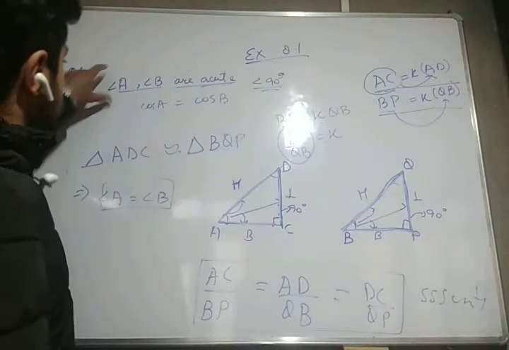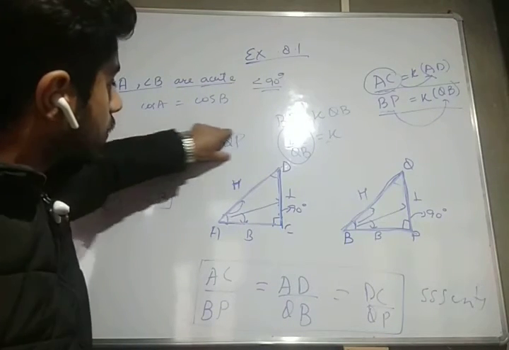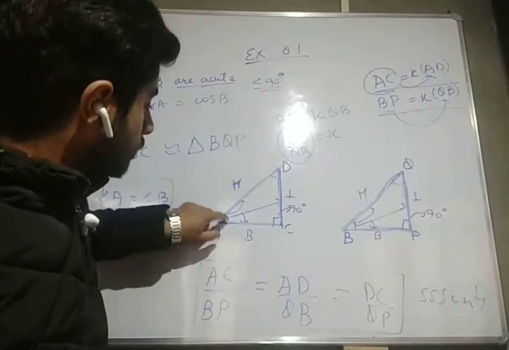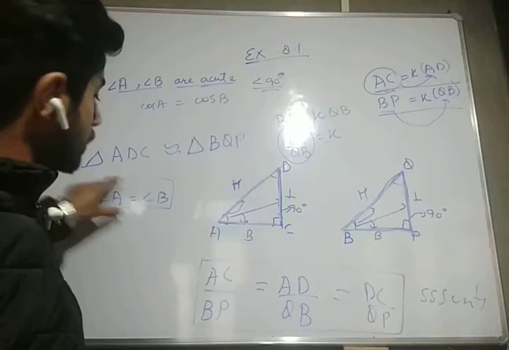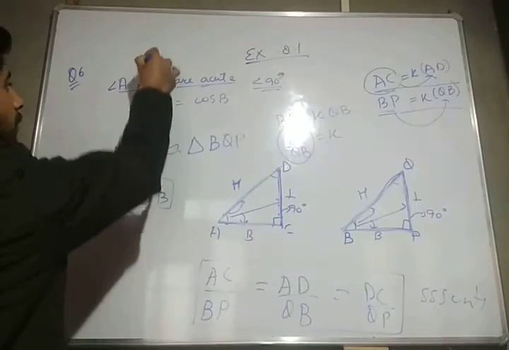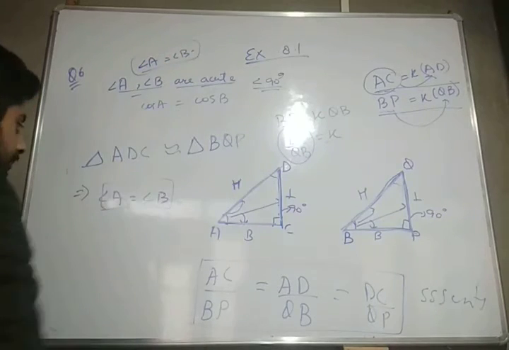Basically, this question is too lengthy. So the conclusion is this: we have to prove this triangle is similar to this triangle, and from this we can conclude that angle A is equal to angle B, which we just needed to prove. Angle A is equal to angle B.